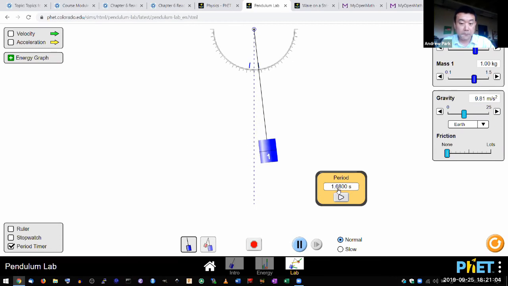The period is right now 1.68 seconds. More precise than me trying to find it. Okay, 1.68 seconds, that sounds good. So let's try changing the amplitude and see if the period stays the same. Maybe double the amplitude. Close to double. All right, let's find the period.